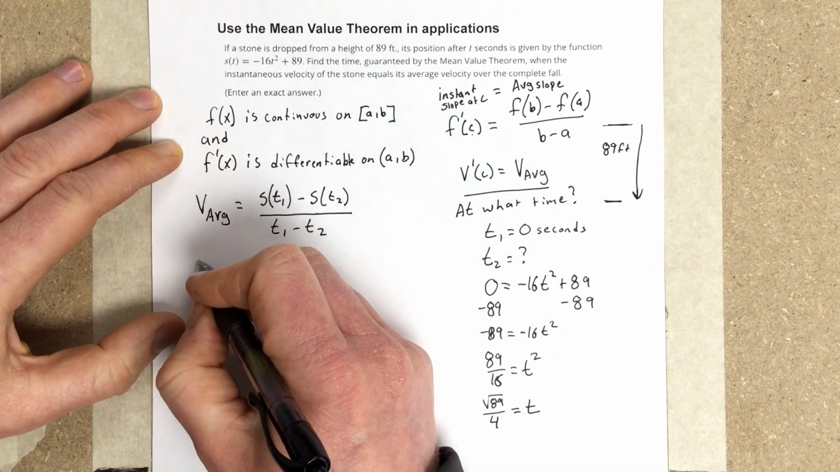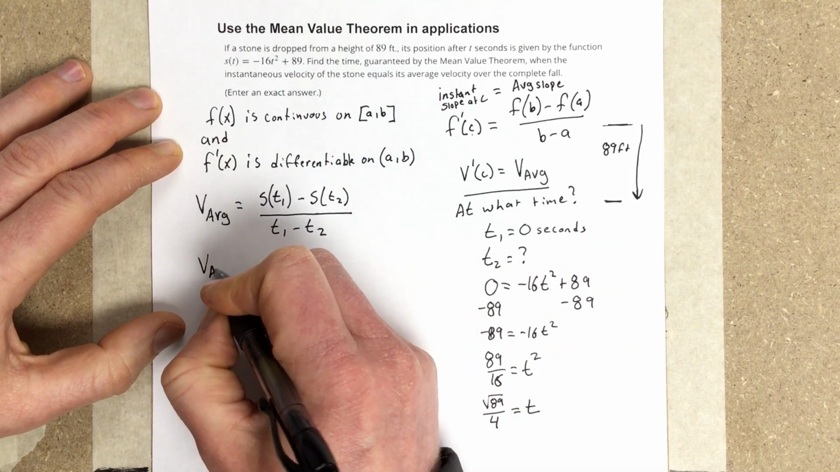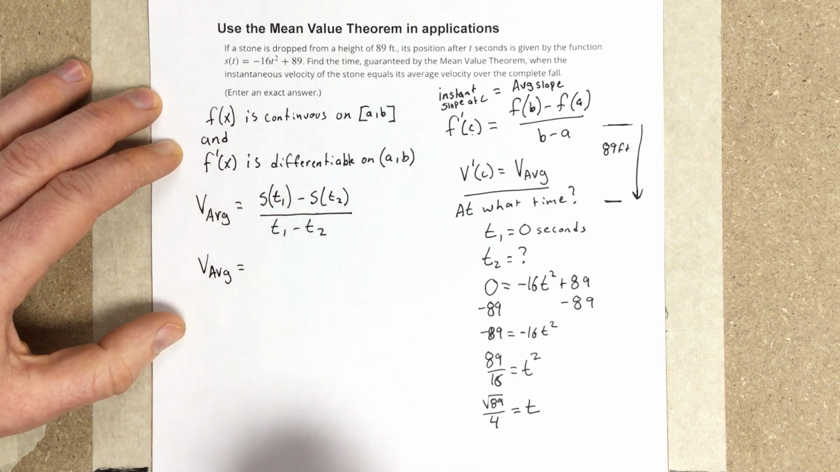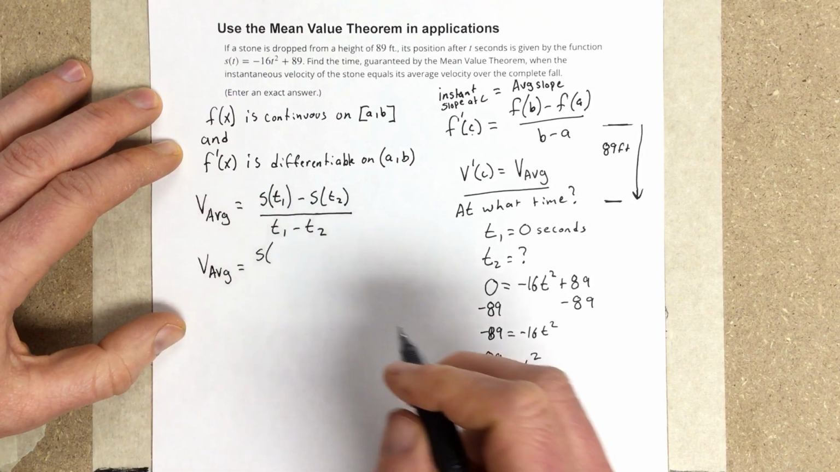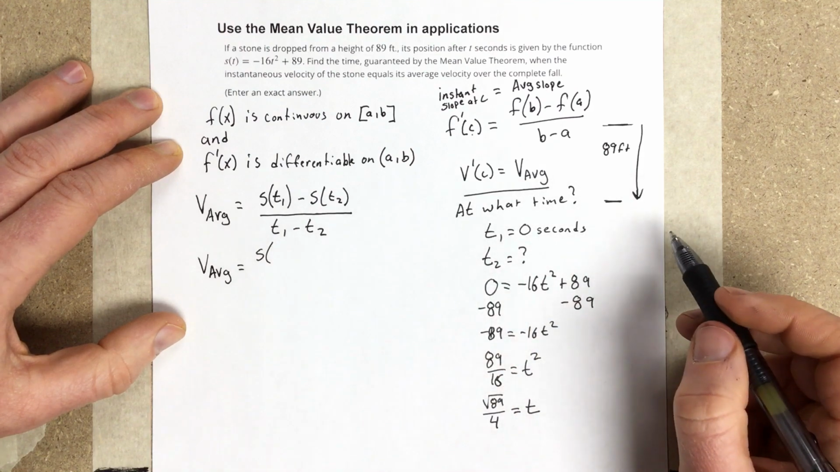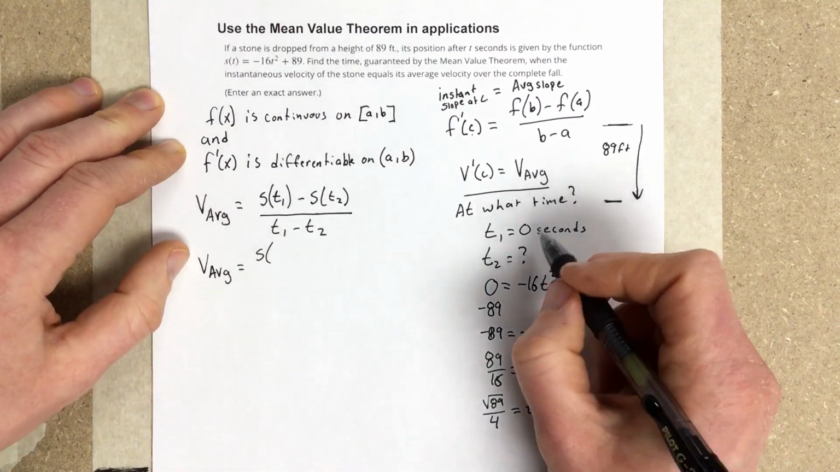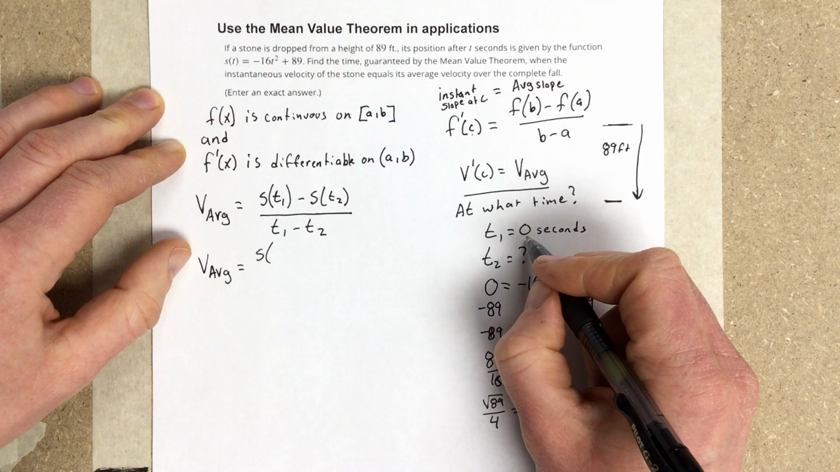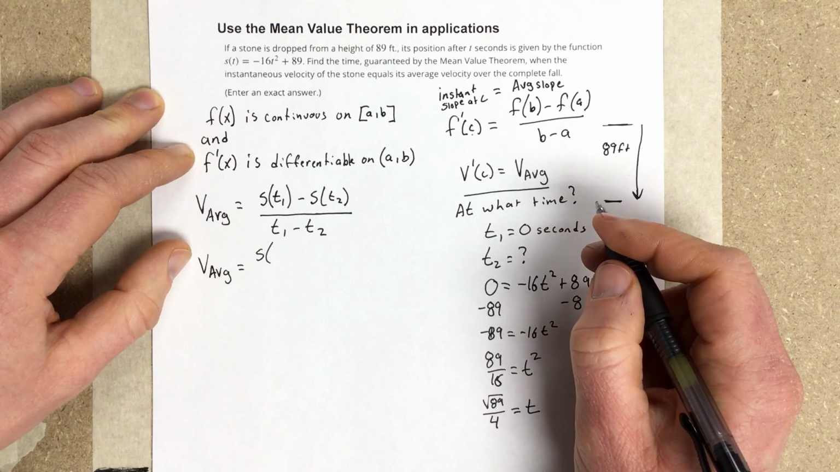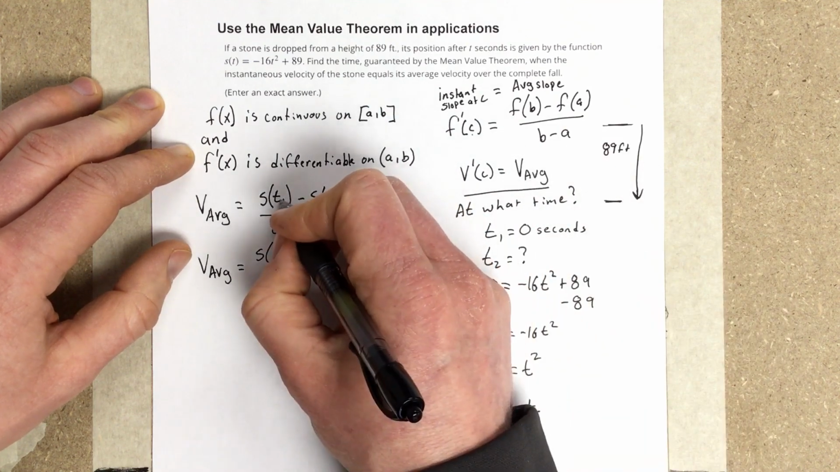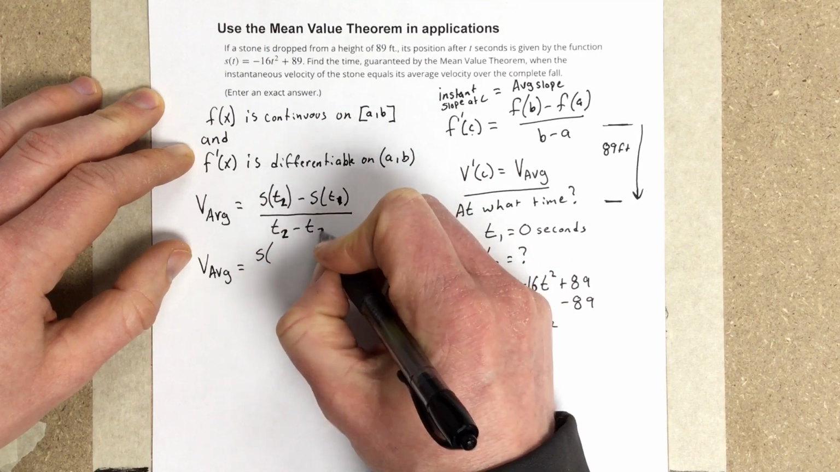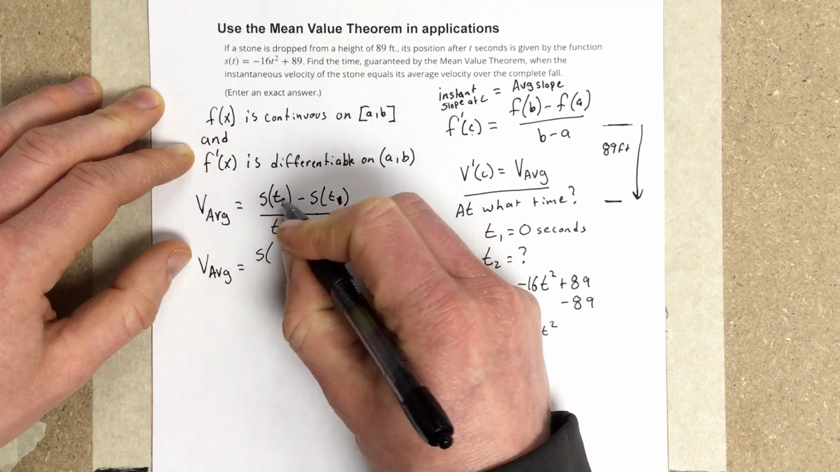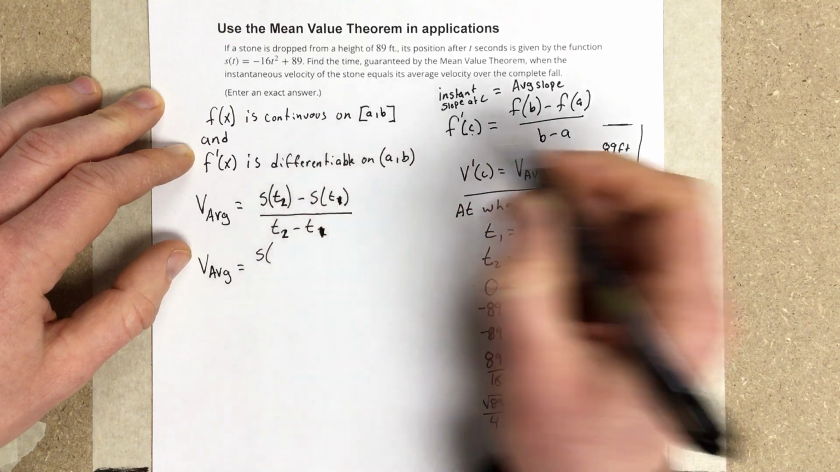So the velocity average is going to equal S of... actually, I had these backwards. Time 1 is not 0 seconds. This should actually be time 2 minus time 1. I screwed that up. This is time 2 minus time 1. Got to take the second time minus the first time for each of these.